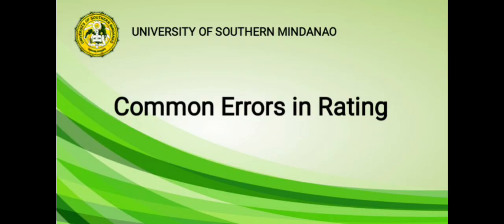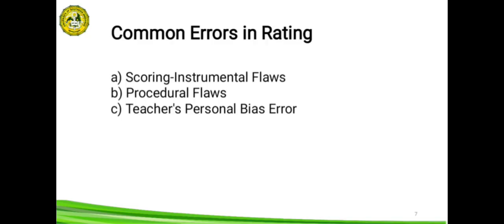Next topic, we have common errors in rating. Common errors in rating. These are the biases or flaws that make an assessment unfair or unreliable. We have three types of common errors in rating. First is scoring instrument flaws. Second, procedural flaws. Third, teacher's personal bias error.